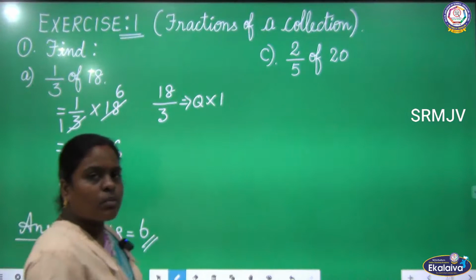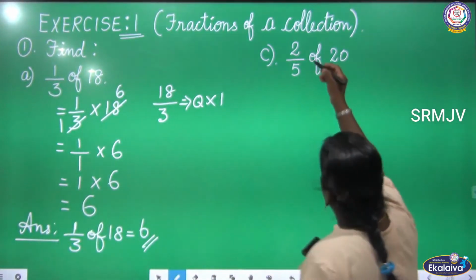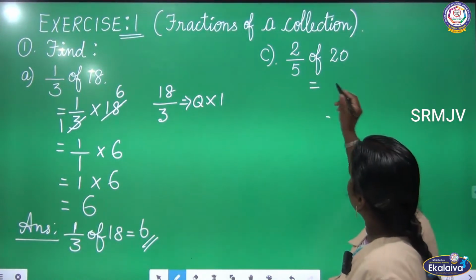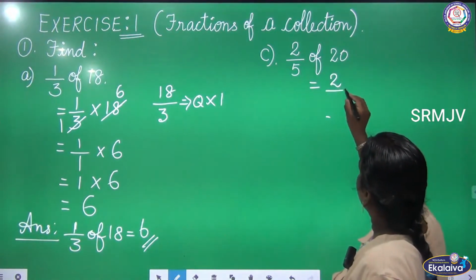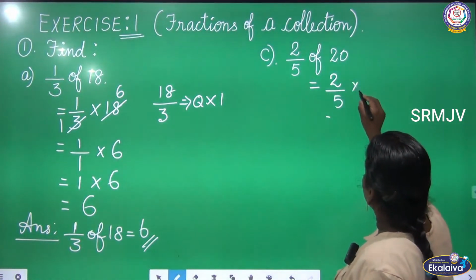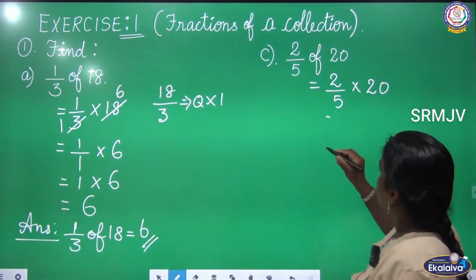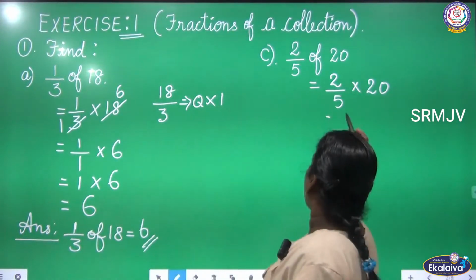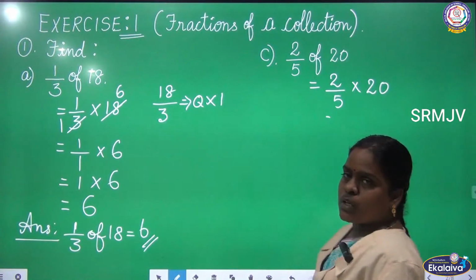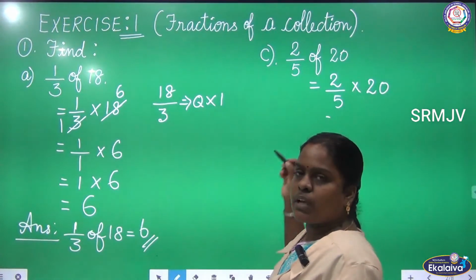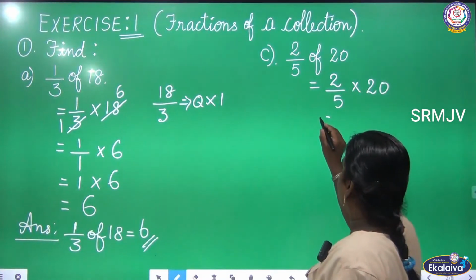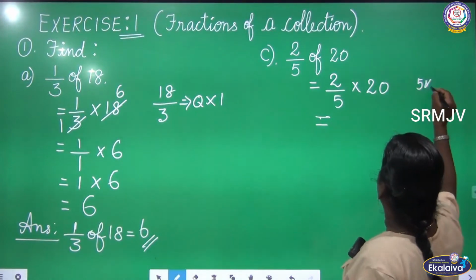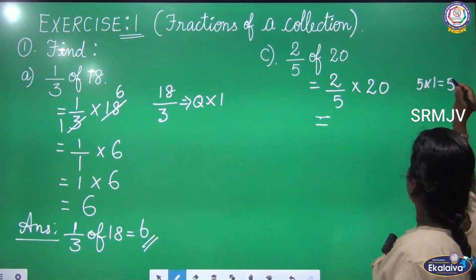So let us do one more sum. 2 by 5 of 20. We are going to multiply the fraction 2 by 5 by the number 20. So the number which is in denominator, we are going to use that table. So here we are going to use 5 table. 5 ones are 5.